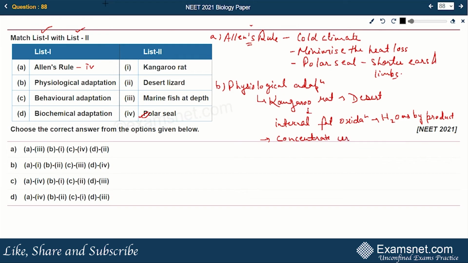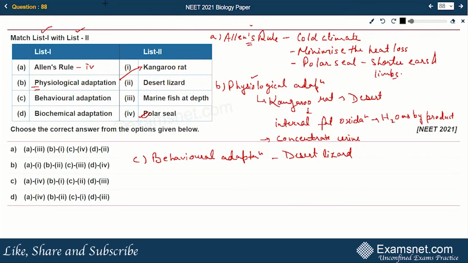So it can concentrate its urine and reduce the loss of water through excretion, right? So the correct match for B will be number 1, that is kangaroo rat. Okay. Now the third is behavioral adaptation. Why is this required? There are some animals which lack this physiological adaptation. So they use behavioral means to adapt in their environment. For example, desert lizard.